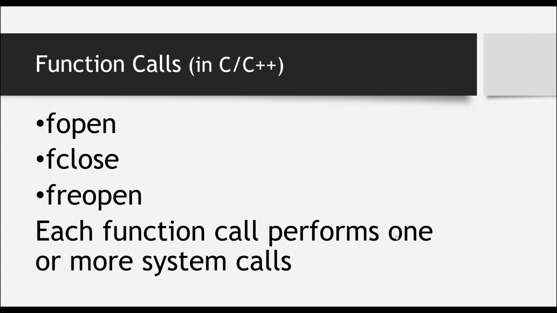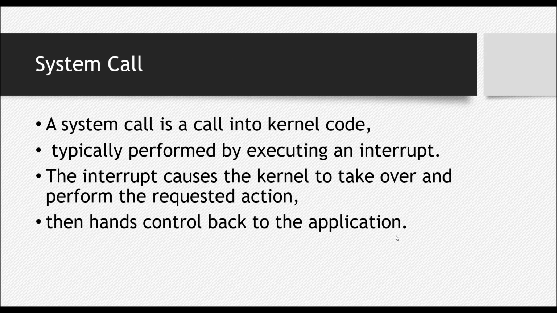It actually, in turn, makes more system calls. So every function call performs one or more system calls. Those system calls are actually calls to the kernel itself, and then the kernel gives those resources to us. So we'll see the definition in detail, and then we'll understand it better. Right? So this was just an overview.